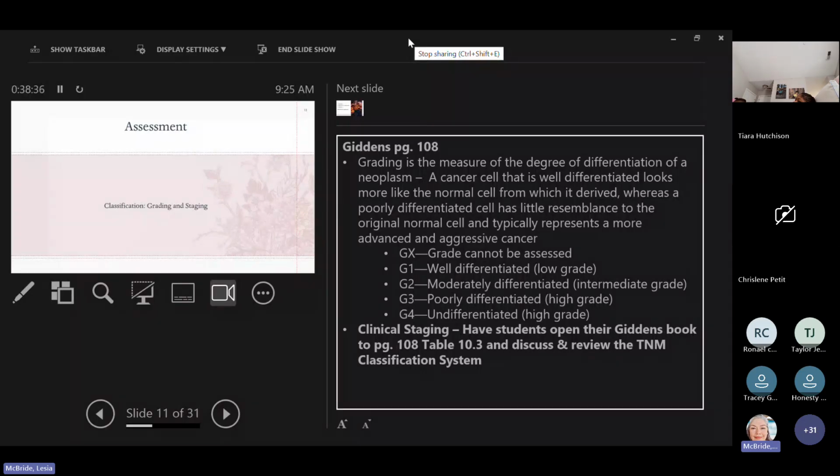That means the G2, G3 poorly differentiated, meaning it's a high grade cancer. And then, of course, G4. It's completely different. It doesn't look anything like its parent and doesn't have any of the same function.